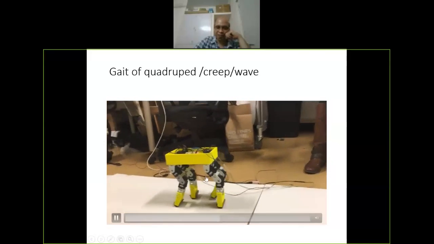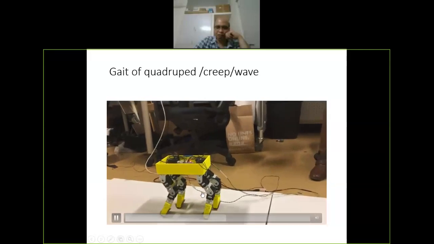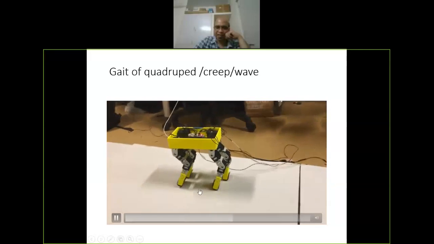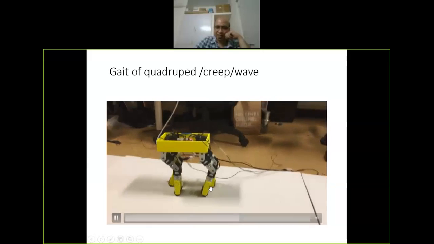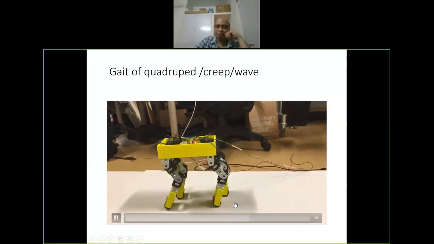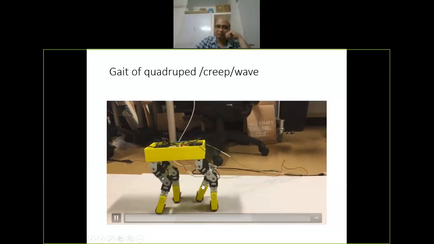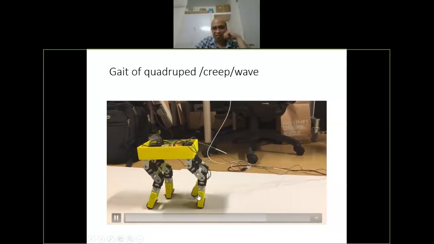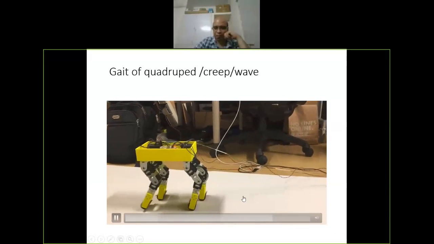There are other ways by which it can move. In the case of the big dog, you saw that it was having diagonal legs in air, whereas in this case there is only one leg in air. Okay, so this is slower, that one is faster, but this is more dynamically balanced, and that one is less dynamically balanced. Anyway, let's move on.